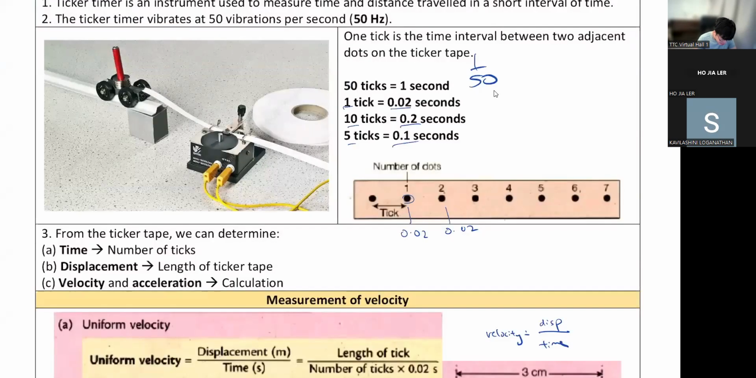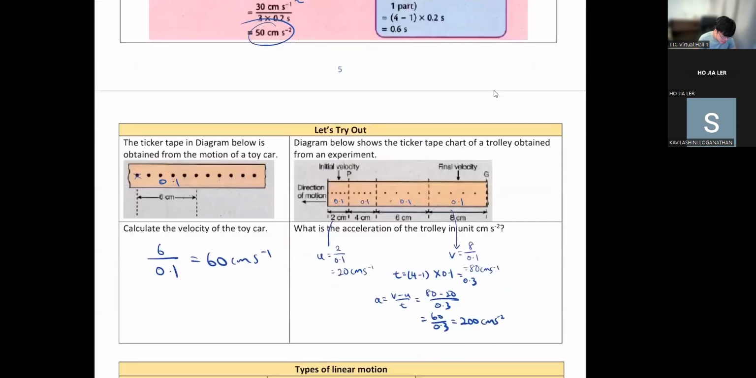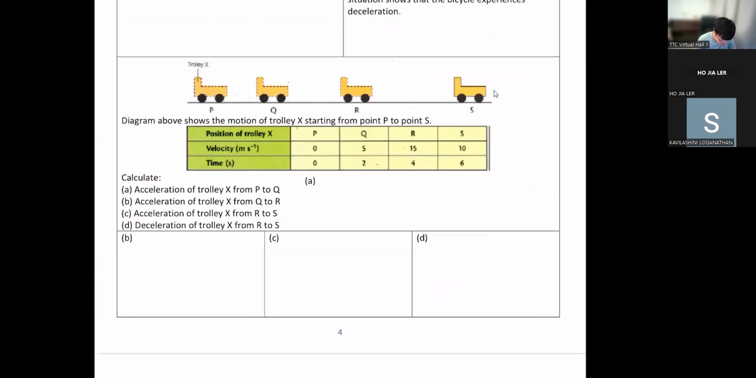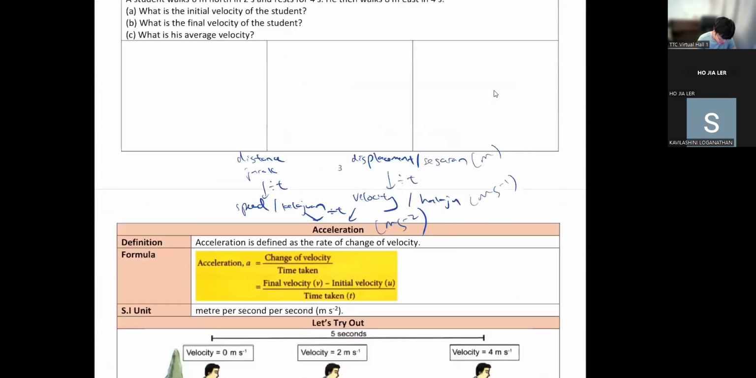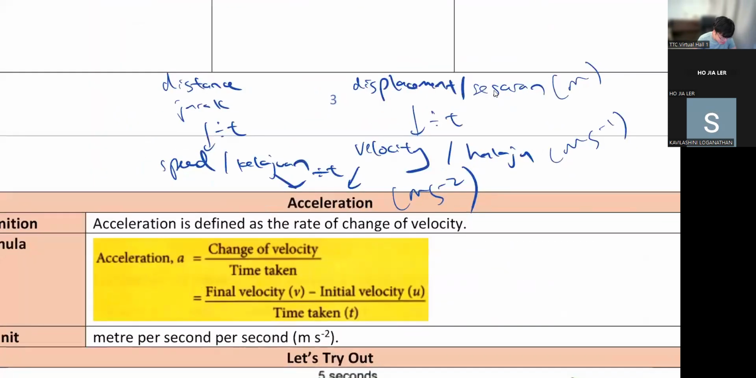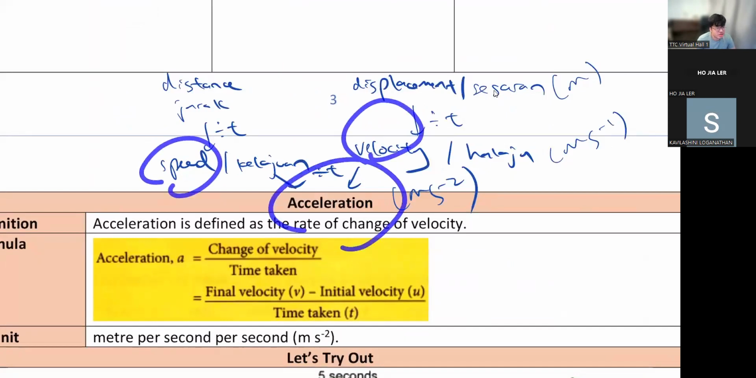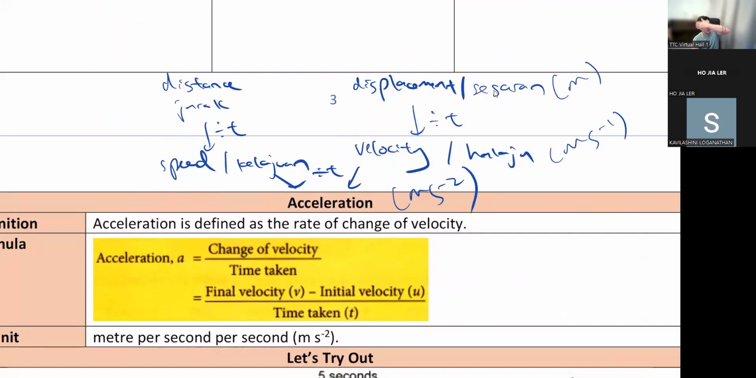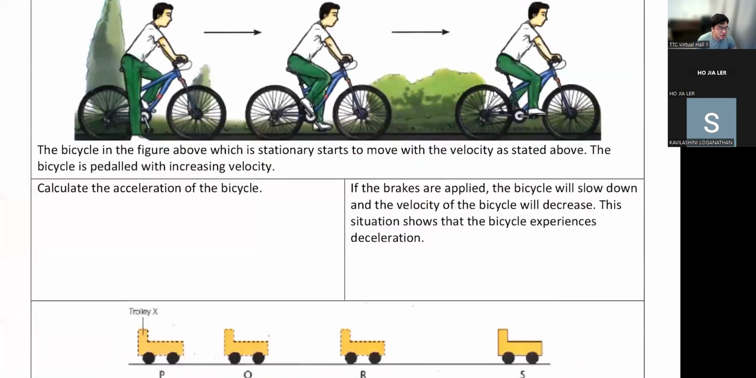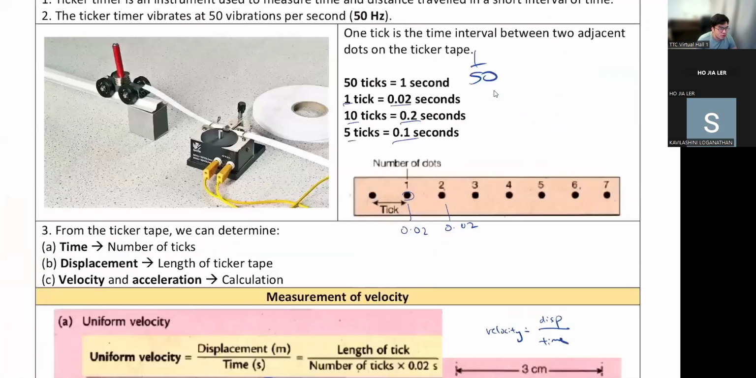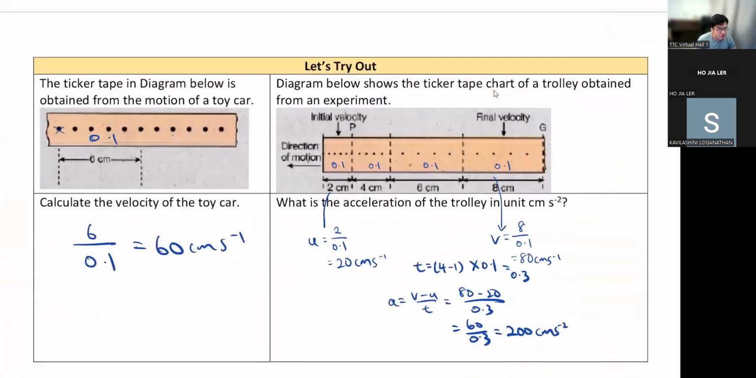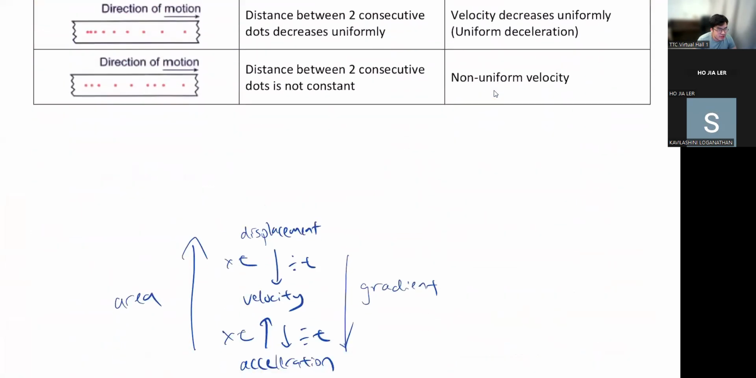All right, so what are we doing today? Let's continue with our chapter 11. We're going to finish this today. Last week we finished displacement, distance, speed, velocity, and acceleration, right? We finished this, so today we are going to go into this part. We finished the ticker timer also, the ticker tape thing, right?